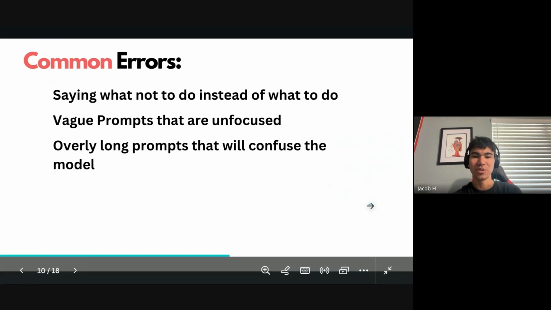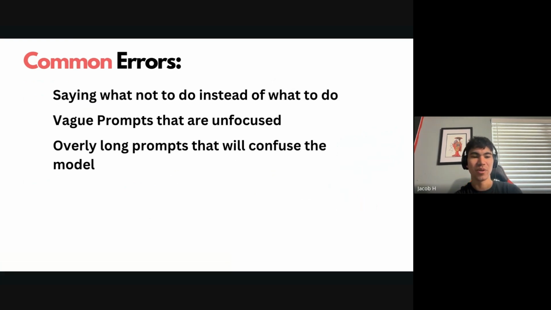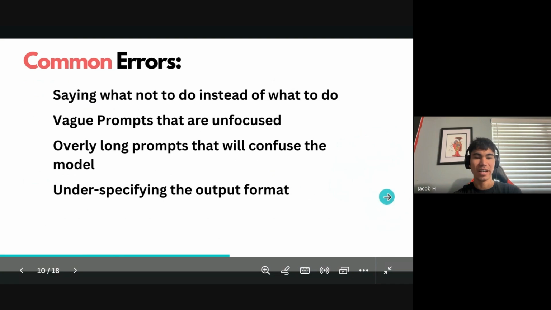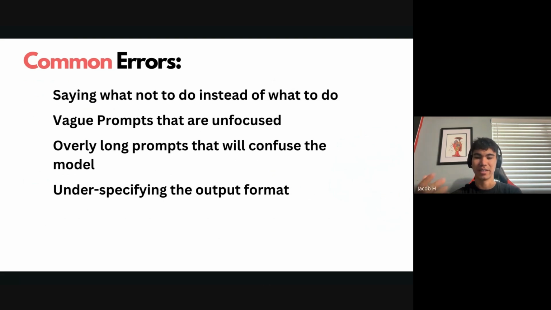Overly long prompts too, along the same line of unfocused, will be less effective than a concise, clear prompt. And under-specifying the output format, this one's more for time. It'll save you time from having to redo it and revise it a bunch. If you give it a very clear output format, for example, summarize in 3 bullet points is a lot more clear than summarize just in general, right? So we want to specify the output format, the length, these things to make it more practical.